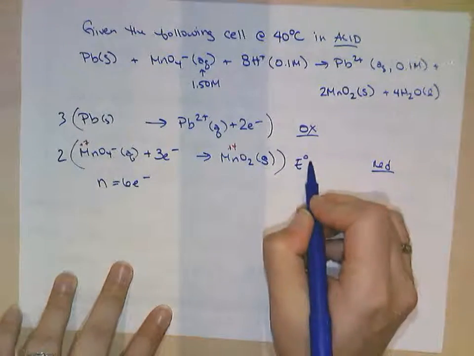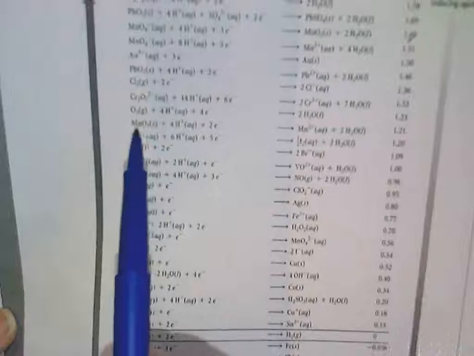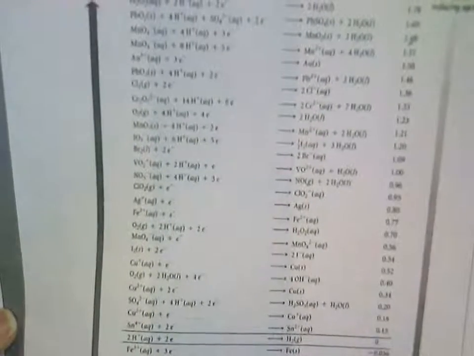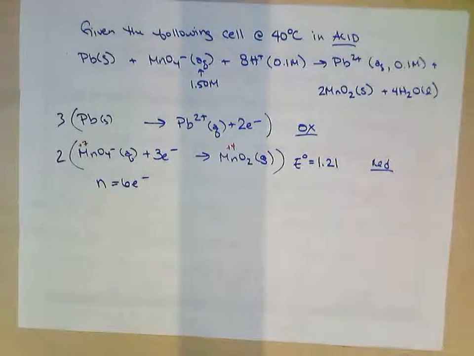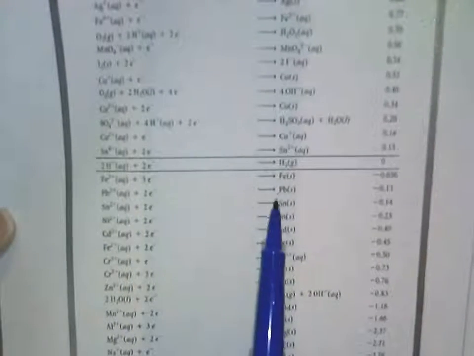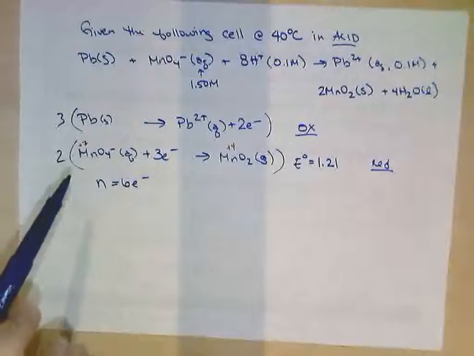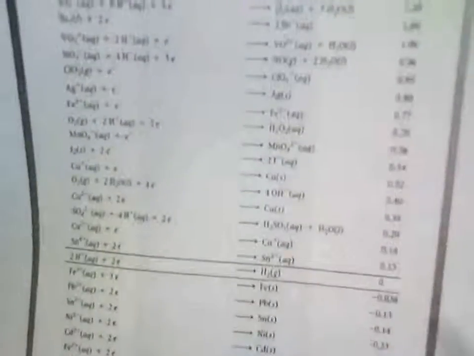Does it matter that on the table it's written as the solid and some protons? No. Good. What about lead? Let's find my lead. There it is. Lead plus 2 and 2 electrons make lead solid, negative 0.13. But we just multiplied by 3. Do I need to do anything about my E's? No. Okay, good. Trick question.